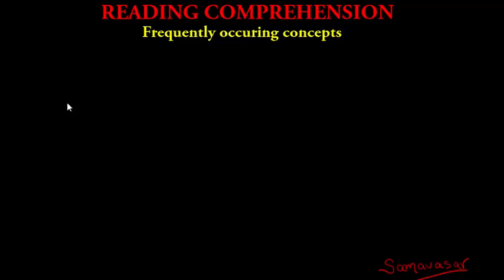Hello everyone. In this video, we'll be talking about some frequently occurring concepts in reading comprehension. The first concept is generality to specificity. So what do we mean by this? There are certain things which are general in nature.